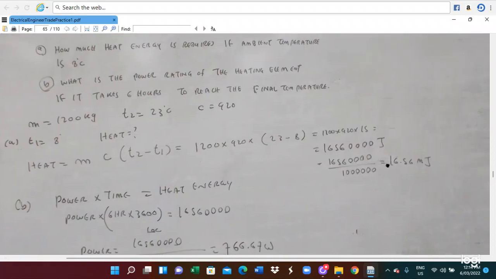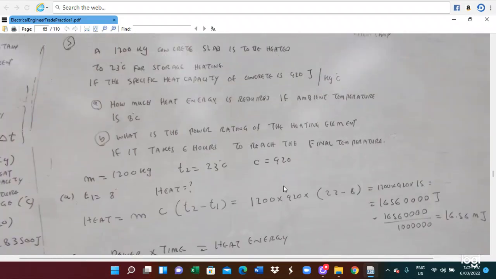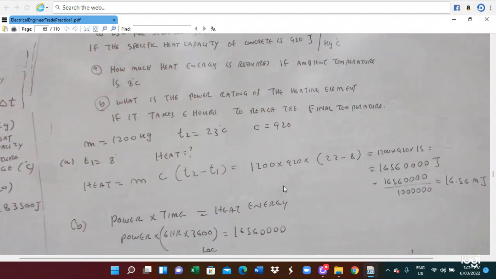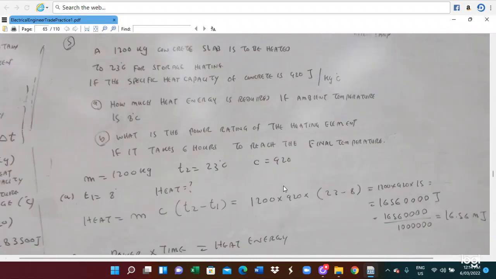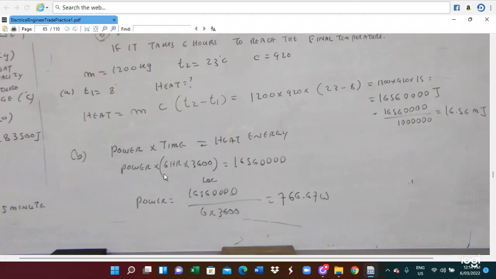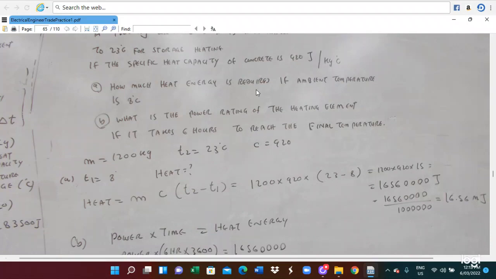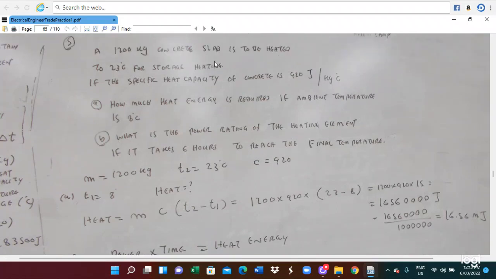So you got 16.56 megajoules. Then we also have to calculate the power rating, so power is also needed to calculate heat energy. Power multiplied by time gives the heat energy. So power multiplied by 6 hours multiplied by 3600, which is equivalent to 16,560,000. In this case, the time we utilize is 6 hours.